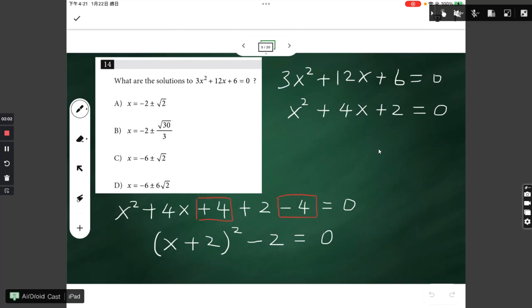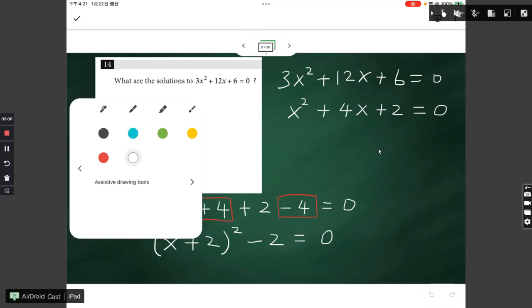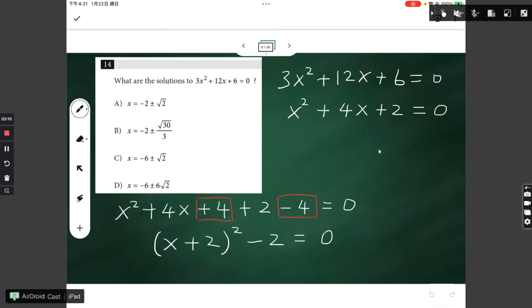Today, let's work on an SAT math question. This question is asking us to find the solution to 3x squared plus 12x plus 6 equals 10. All right. So they are looking for the roots for this quadratic equation. And how do we do that?